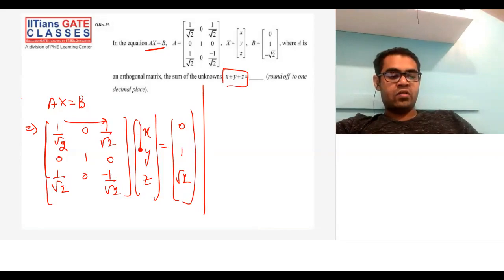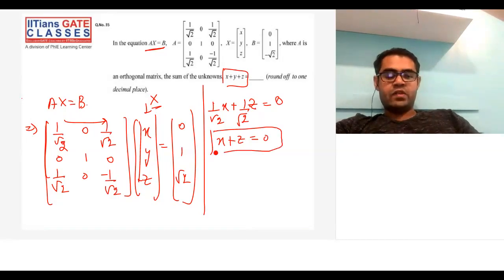Multiply the first row and the column, the first row and this column of x, or the x vector you can say. So this gives me 1 by root 2 x plus 1 by root 2 z, because the y term will be 0, is equal to what? 0. So that means I can say x plus z is equal to 0. This is the first equation I have obtained.